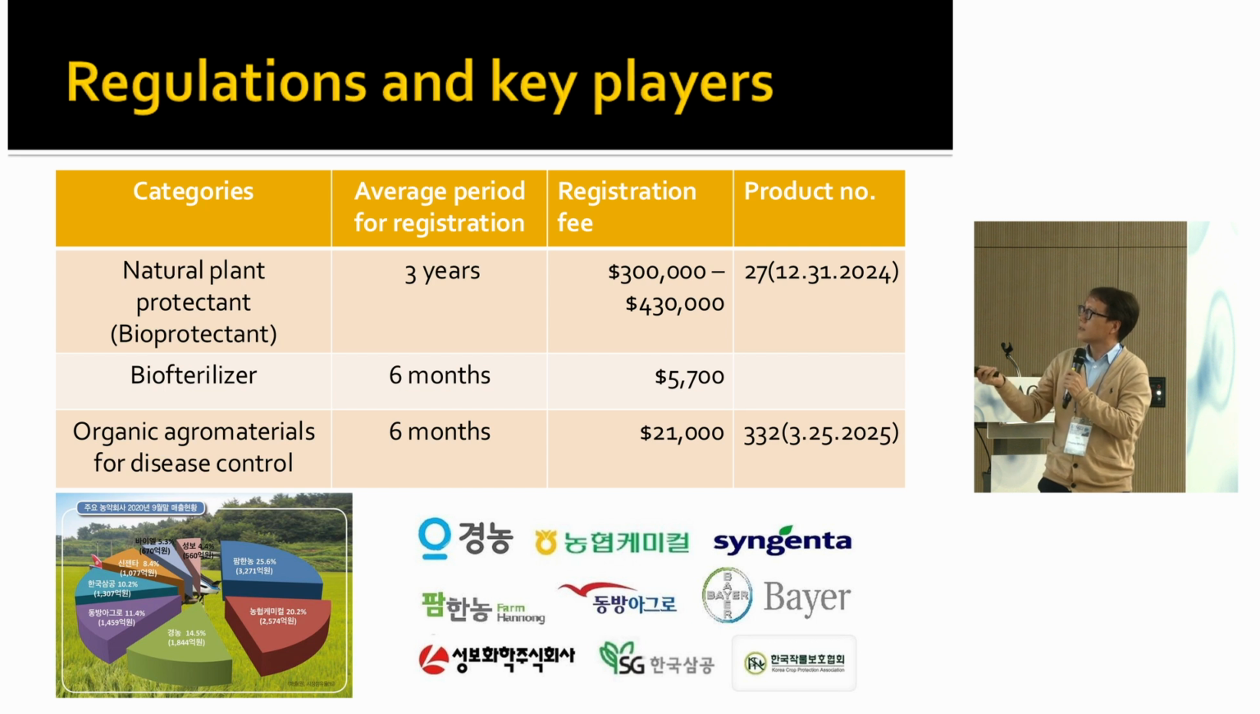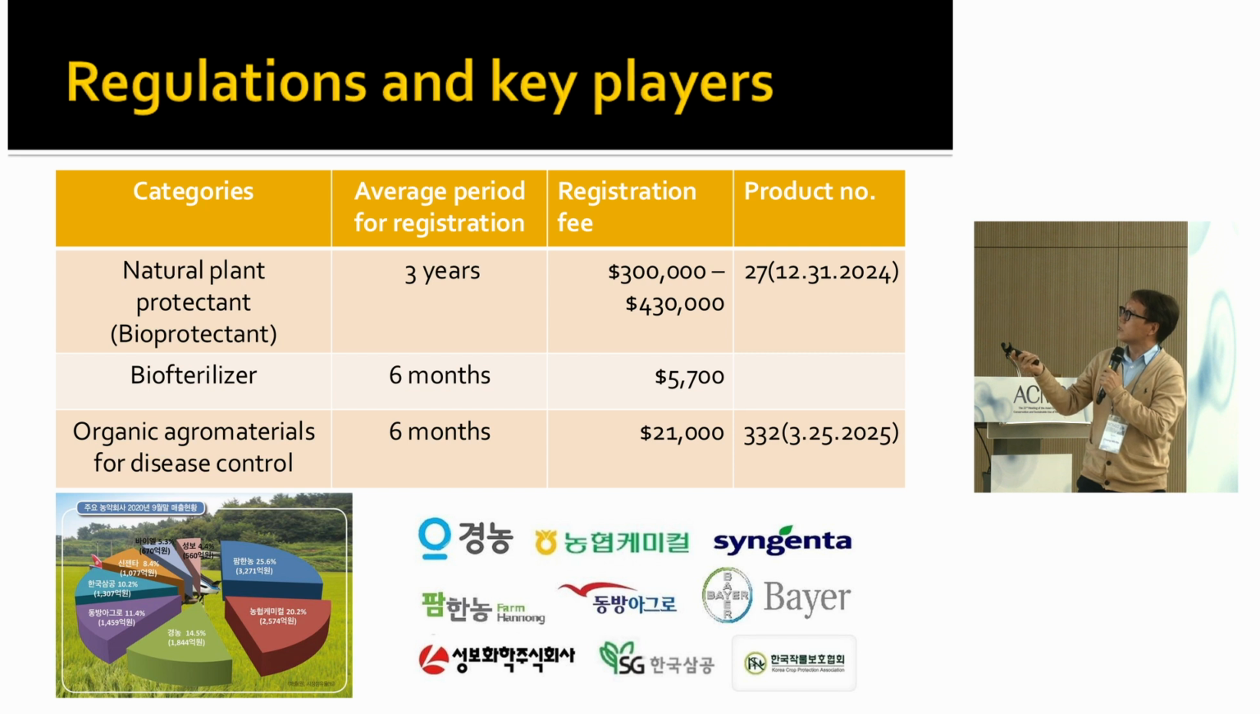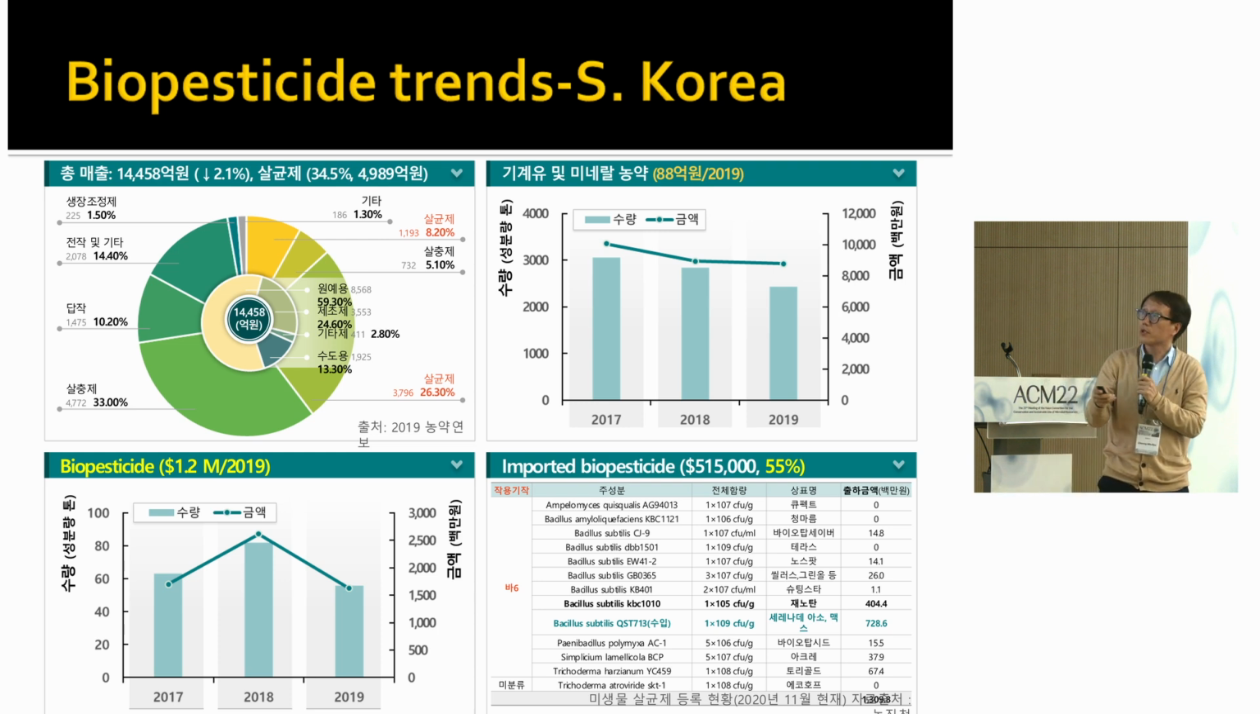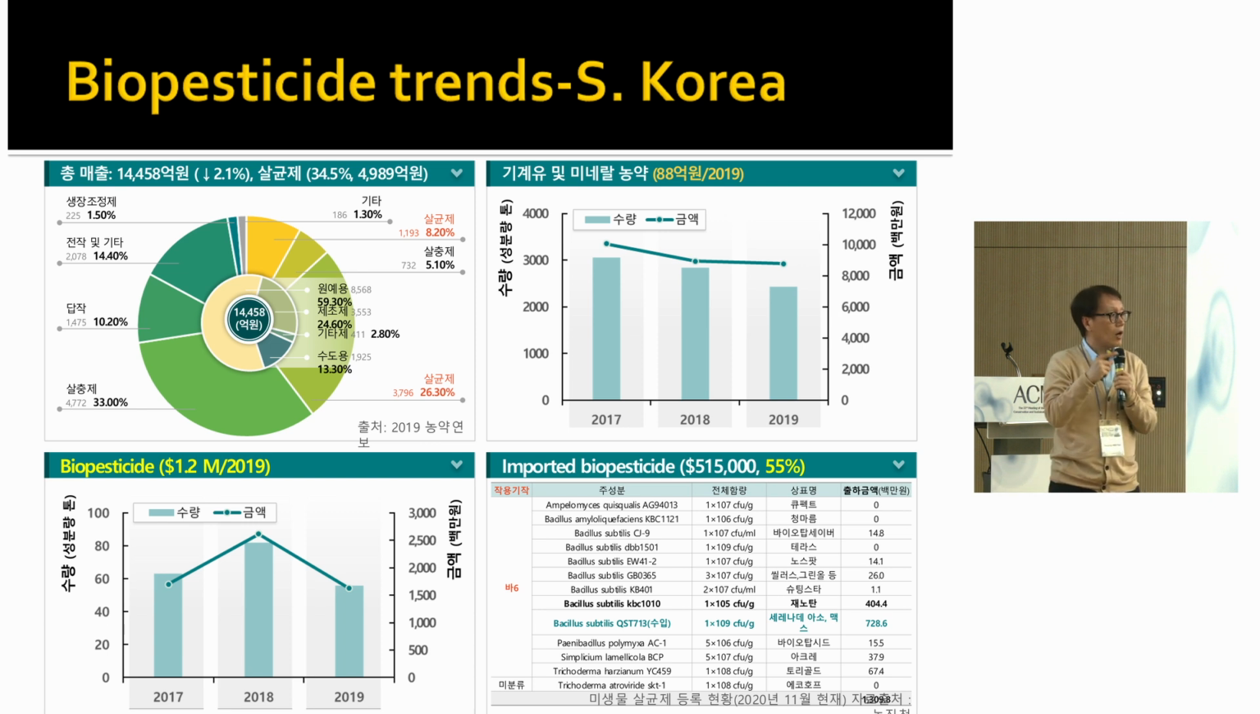There are mostly 10 big companies in Korea. We have Syngenta and Bayer, and also Farm Hannong and Gyeongnong, which I think is the biggest one. I'm not going into detail. I just point out here that the biopesticide market is 1.2 million US dollars. It's not too big. Among them, 55% is imported biopesticide, so only 45% is our own market.